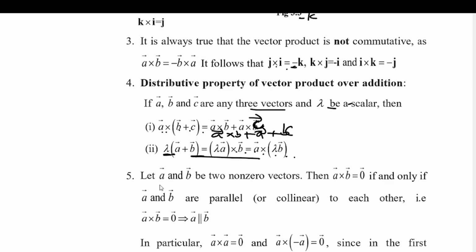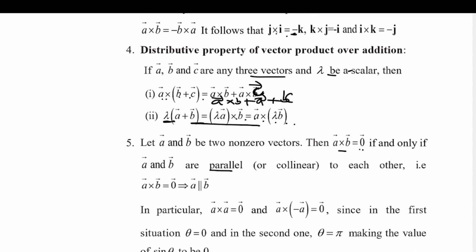The next property is also saying that if we have A and B being two non-zero vectors, then the cross product between the two is a zero vector if and only if A and B are parallel to or collinear to each other, as we said in our lesson 2. The same thing is happening here. If the two vectors are collinear or parallel, then their cross product is also a zero vector, and for that matter too, the angle is also 0.